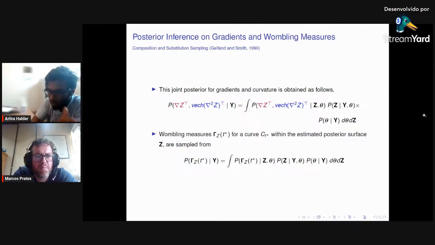So you allow Y to inform the gradients, right? Through this very standard way of doing posterior sampling. So all of these gradients and curvatures are sampled from the posterior. Now, once you can do this, you can apply the same framework to the line integrals, right? So these are very straightforward once we have established the Bayesian modeling framework and the gradients and the Womling measures, right?